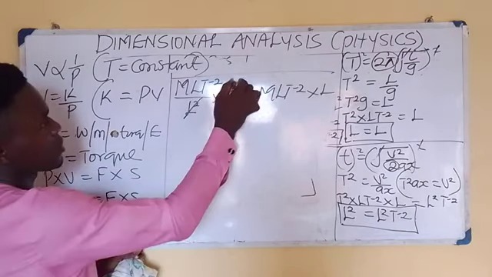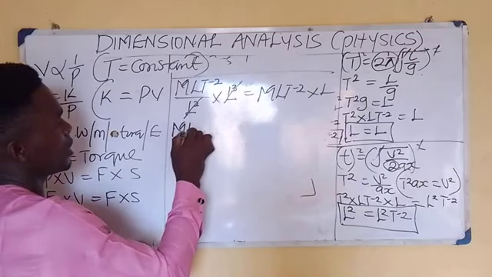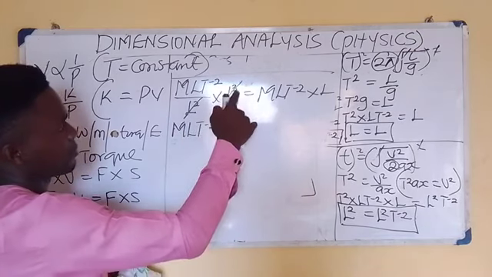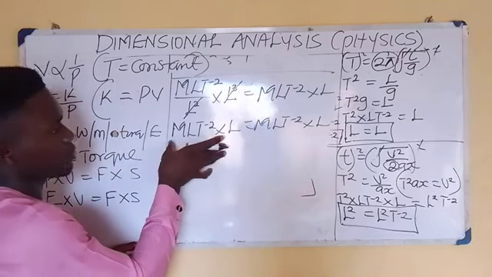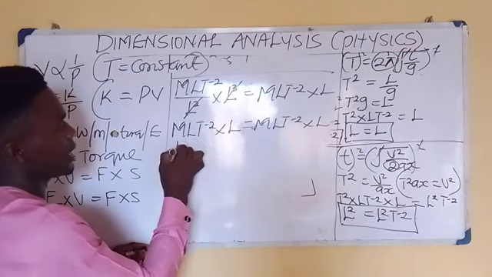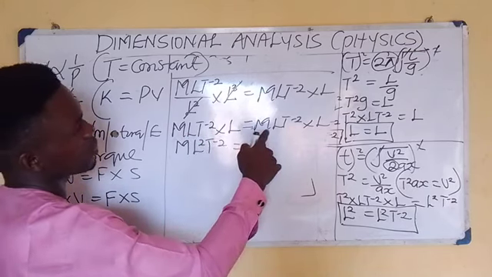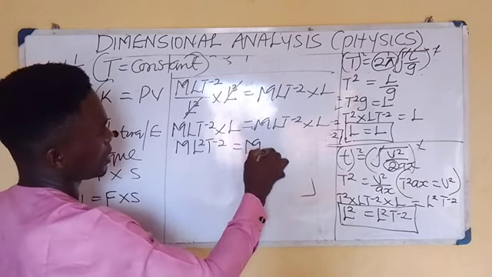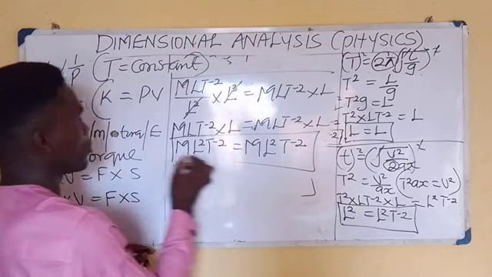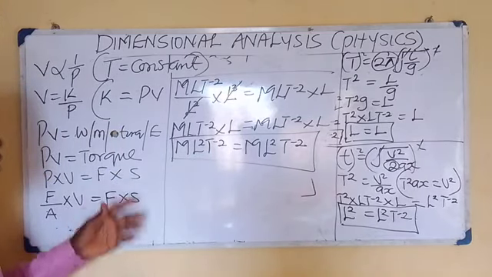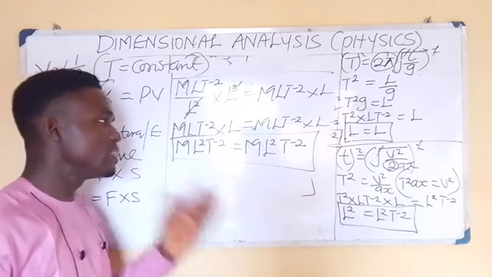Distance. So if two L's cancel, if two L's are taken from this place, I'll be having MLT minus 2 times what? L. Then MLT minus 2 times what? L. So if I merge these two together, I'll be having L times L is L squared, T minus 2, so ML squared T minus 2 on both sides. So Boyle's law and Charles' law have been proven to be dimensionally what? Correct. So this is how you go about it.